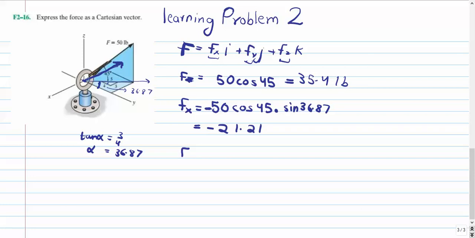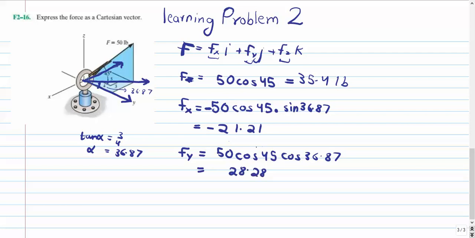Alright, let's move on to the component along the y-axis. To get the component along the y-axis, we follow pretty much the same procedure. First we have to find the component along this line, and the component along that line would be equal to 50 cos of 45. And after that, we need the component along this line, right? Last time we found that line. This time we need to find the component along the positive y-axis. And to find that, we do cos of 36.87 instead of sine of 36.87. Also notice that since it's in the positive y direction, there is no need for a negative sign, and the answer that we get is 28.28.